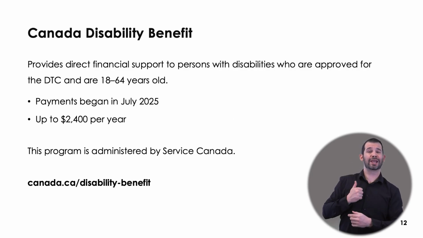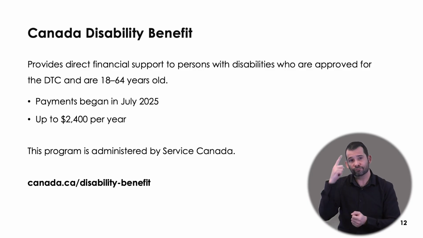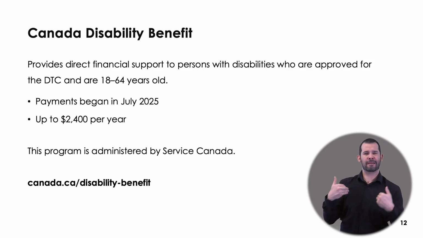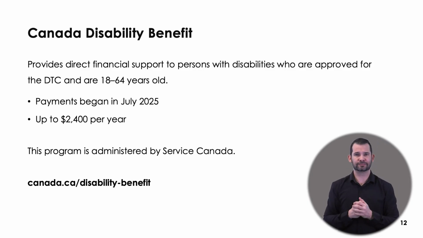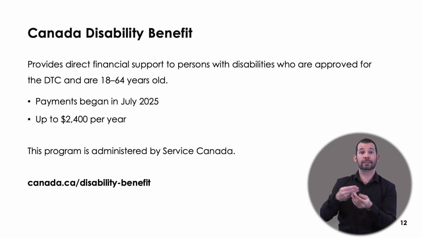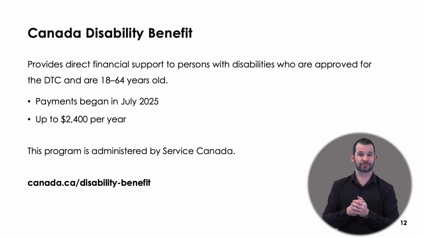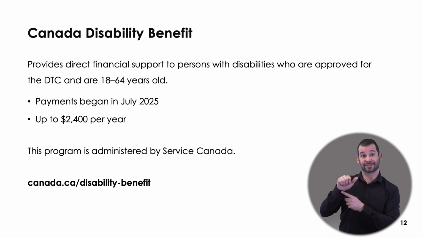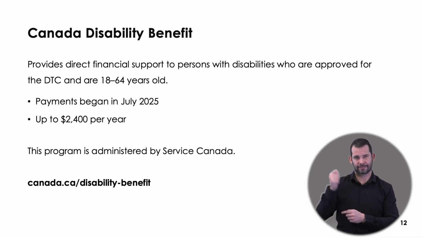The new Canada Disability Benefit provides financial support to persons with disabilities who are 18 to 64 years old, approved for the DTC, and have a modest income. The first month of eligibility was June 2025, and payments began in July. Eligible recipients can receive up to $200 per month. The Canada Disability Benefit is administered by Service Canada. For more information and to apply, visit canada.ca/disability-benefit.